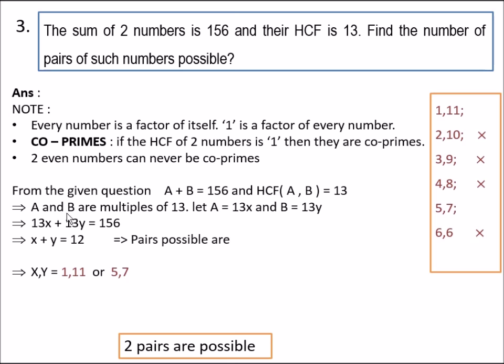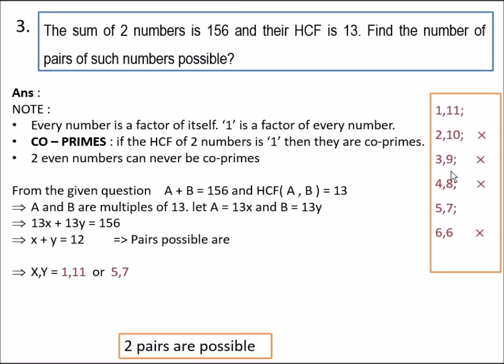This shows that a and b are multiples of 13. So let a equal 13x and b equal 13y. Then 13x plus 13y is equal to 156, and x plus y is equal to 12. So the possible pairs are 1 comma 11, 2 comma 10, 3 comma 9, 4 comma 8, 5 comma 7, 6 comma 6.